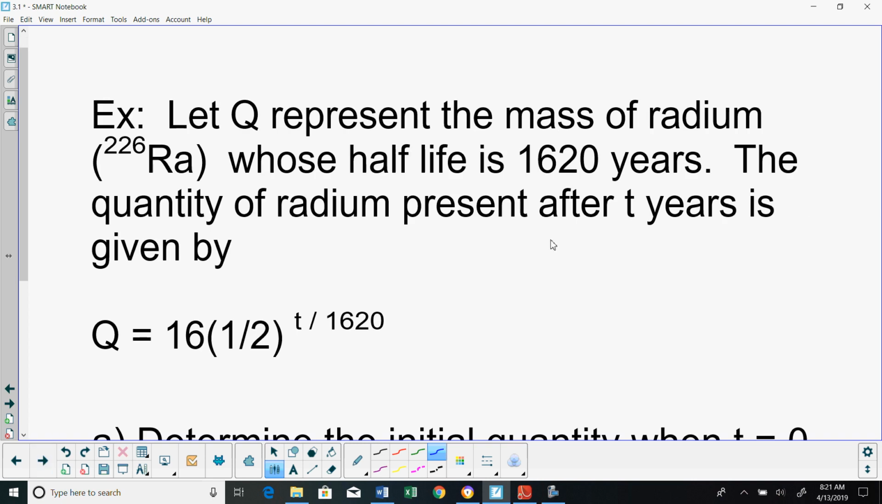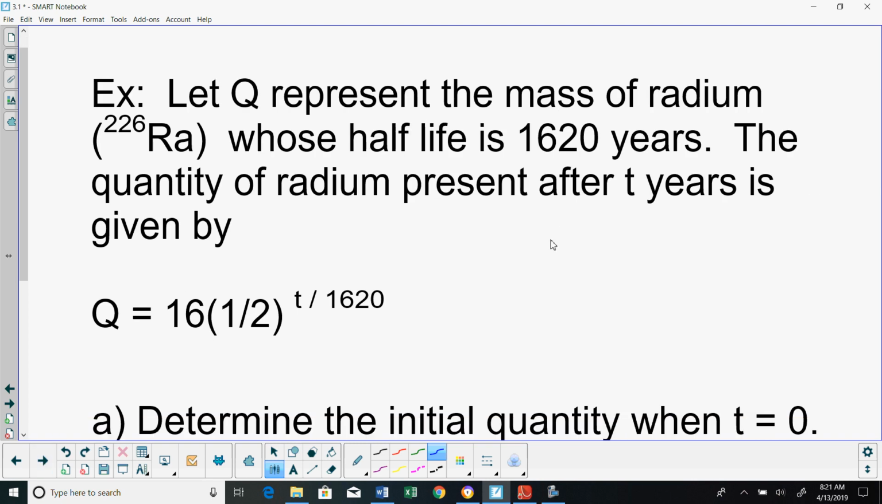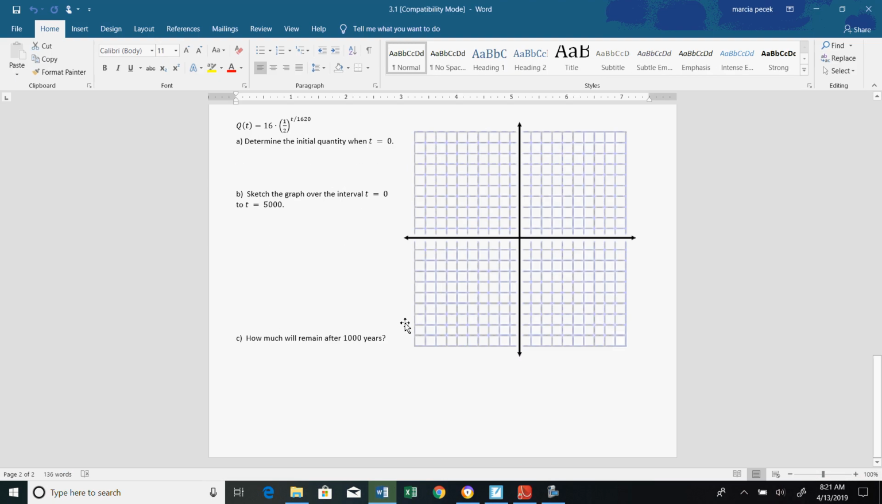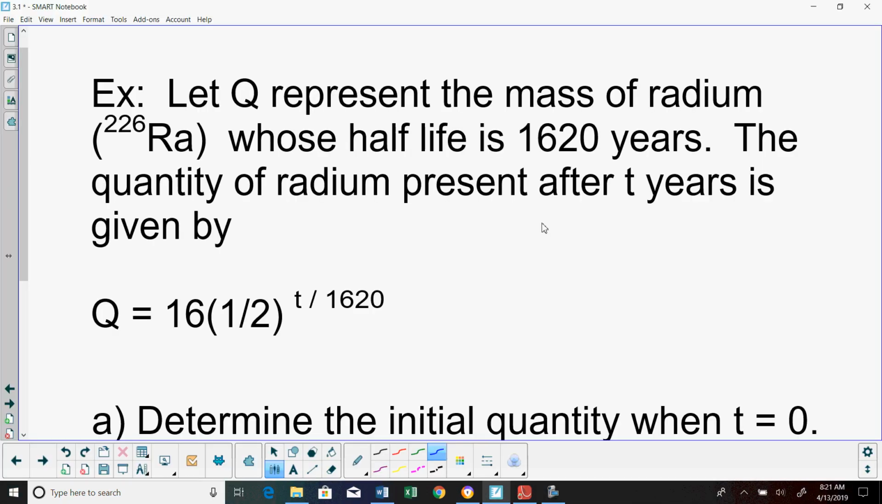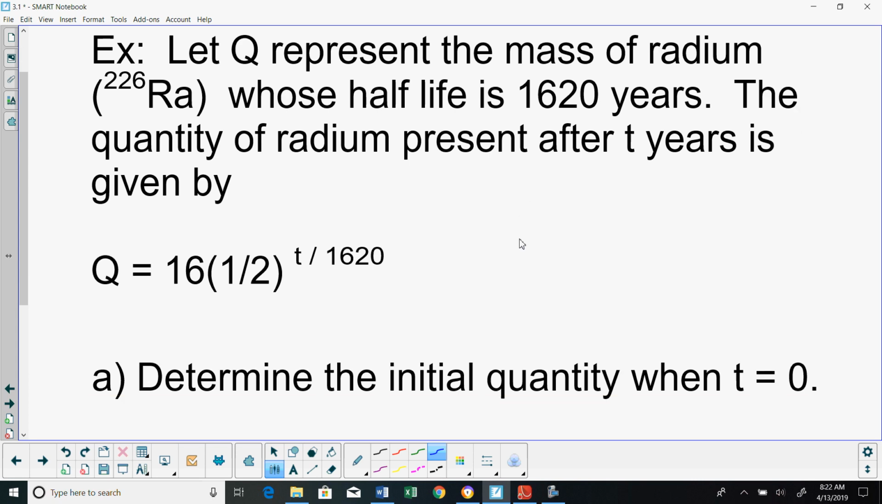But actually, I have one example that I want you to do, and this is the example that is on your gift, I believe. I'm checking. Yeah, so 1,620 years. So this is on your gift. It says, let Q represent the mass of radium, whose half-life is 1,620 years. The quantity of radium present after T years is given by this function: Q equals 16 times 1/2 raised to the T over 1620.